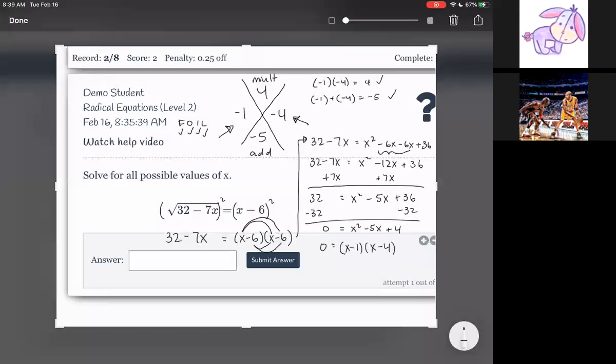Set each factor equal to 0. So we get x minus 1 equals 0. We get x is equal to 1. I know I wrote that really fast, huh? And then for the x minus 4, we set that equal to 0. We add 4. X is equal to 4. But once again, we don't know if these are solutions yet. These are just our potential solutions, and we must plug them into our original equation. So I'm just going to rewrite our original equation.